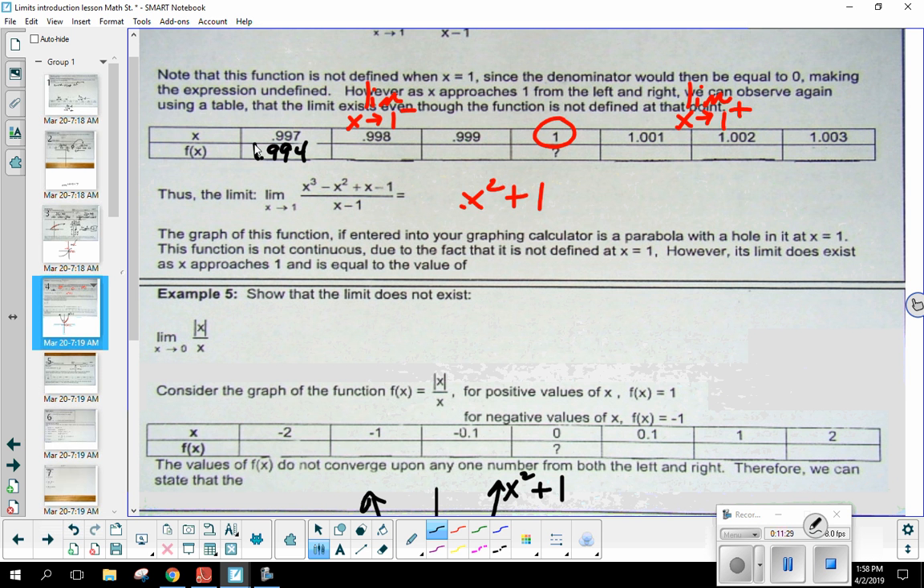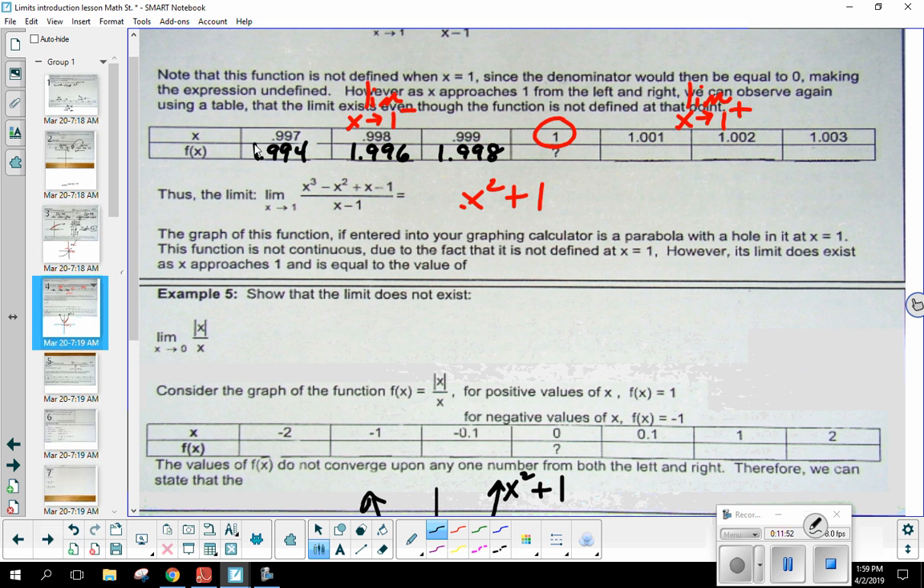Okay, if I were to plug in 0.998, what would I get? I got 1.996. Okay. What about if I plug in a 0.999? 1.998? I just love doing that. It's very fun. I can tell you guys do too.